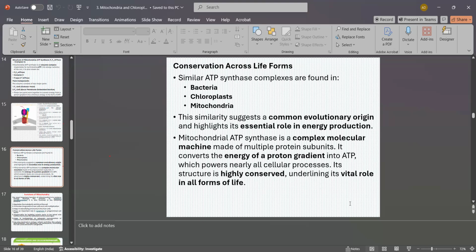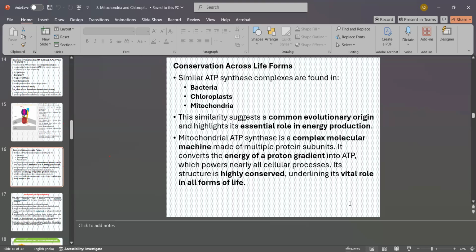The mitochondrial ATP synthase is a complex molecular machine made of multiple protein subunits. It converts the energy of a proton gradient into ATP, which powers nearly all cellular processes. Its structure is highly conserved, underlining its vital role in all forms of life.